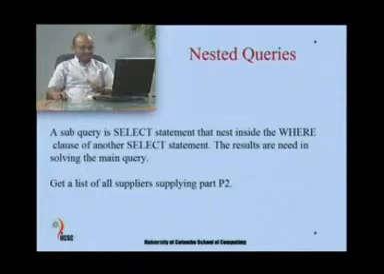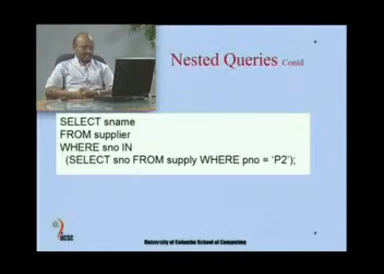So, if we are retrieving data of that nature, we want to know the name of the supplier supplying a part called P2, and the parts supplied by various suppliers are in a particular table. We will assume that table is called supply. The list of the supply details is available in the supply table. Then, to extract such data, we can do it in two stages.